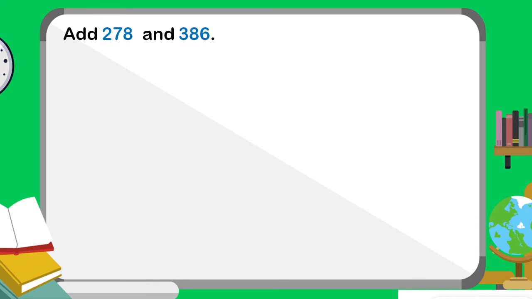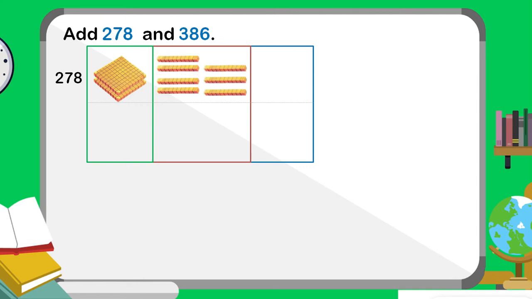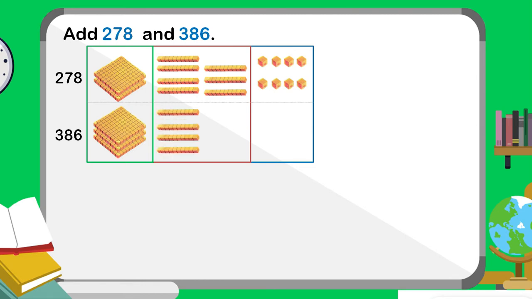Add 278 and 386. Let us use place value chart and base 10 blocks to add these numbers. 278 has 2 hundreds, 7 tens, 8 ones. 386 has 3 hundreds, 8 tens, 6 ones.